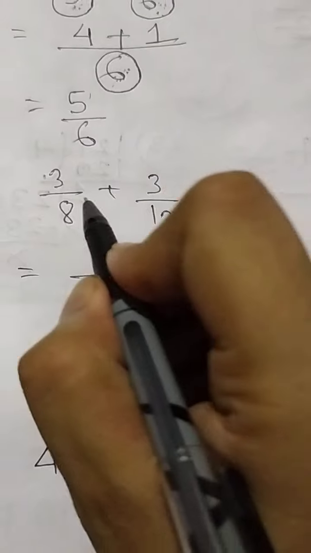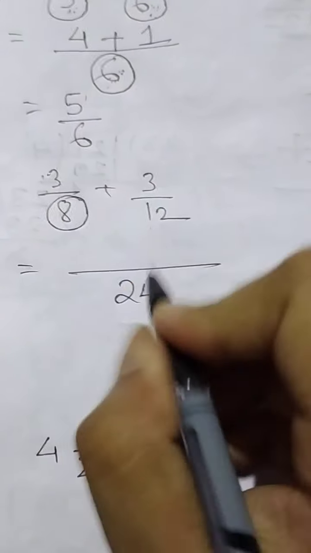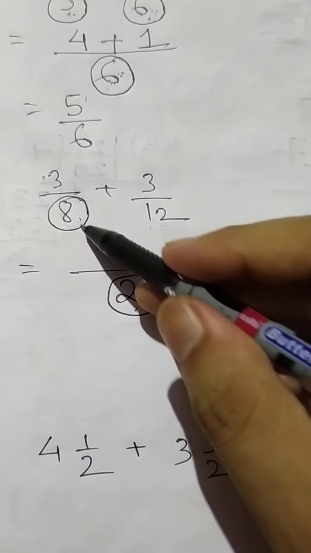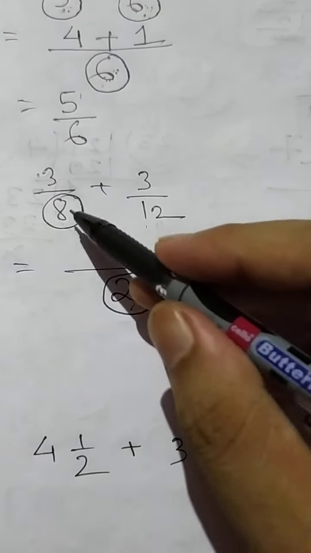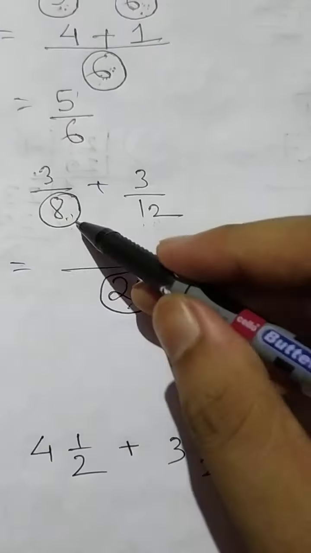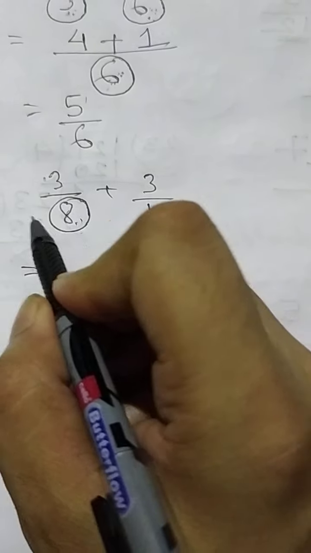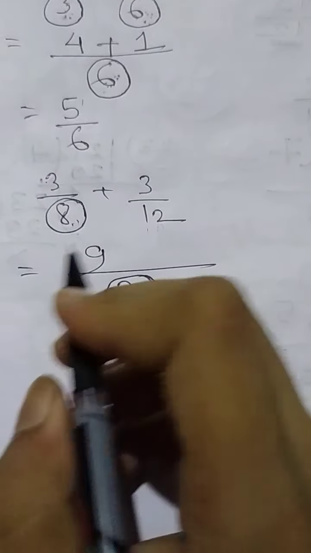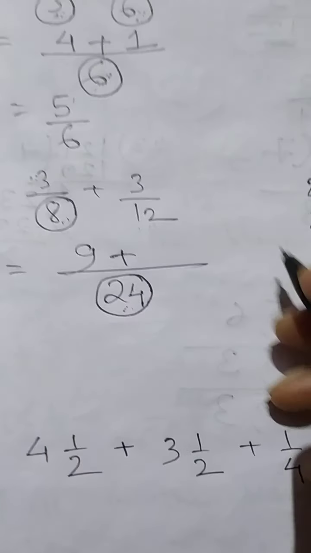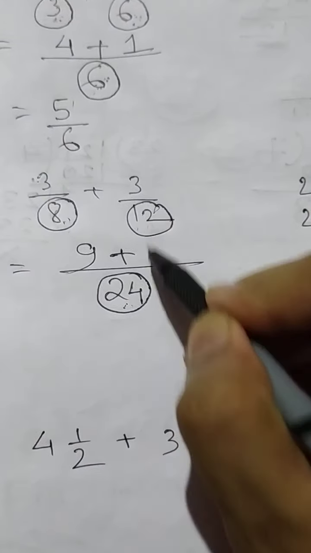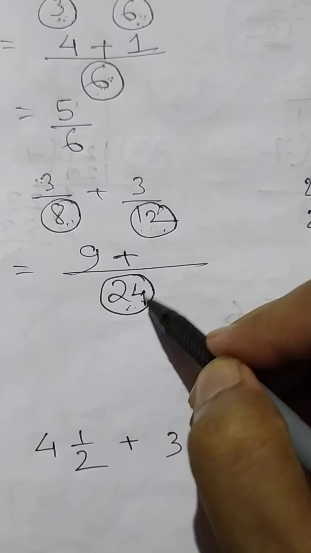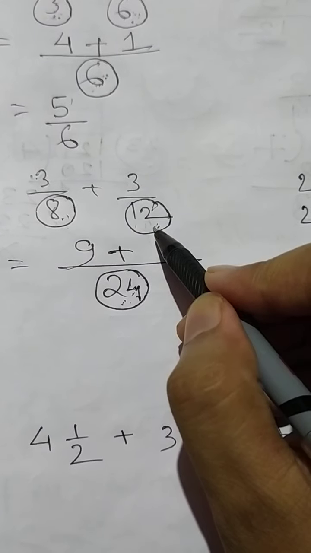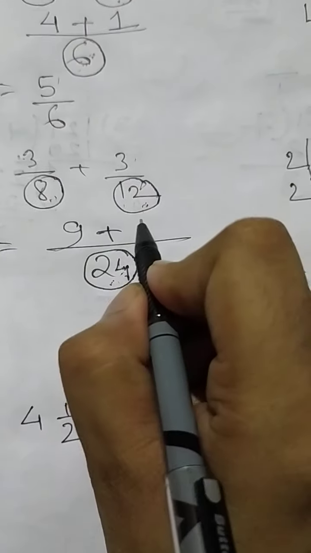Now again the same technique. What we'll do? This 8 and this 24 you will divide. So how much? 24 divide 8 is 3, because 8 3s are 24. And that 3 you have to multiply with the numerator. So 3 3s are 9. Plus. Again divide this one, 24 and 12. So 24 divide 12 is 2, and 2 into 3, 6.